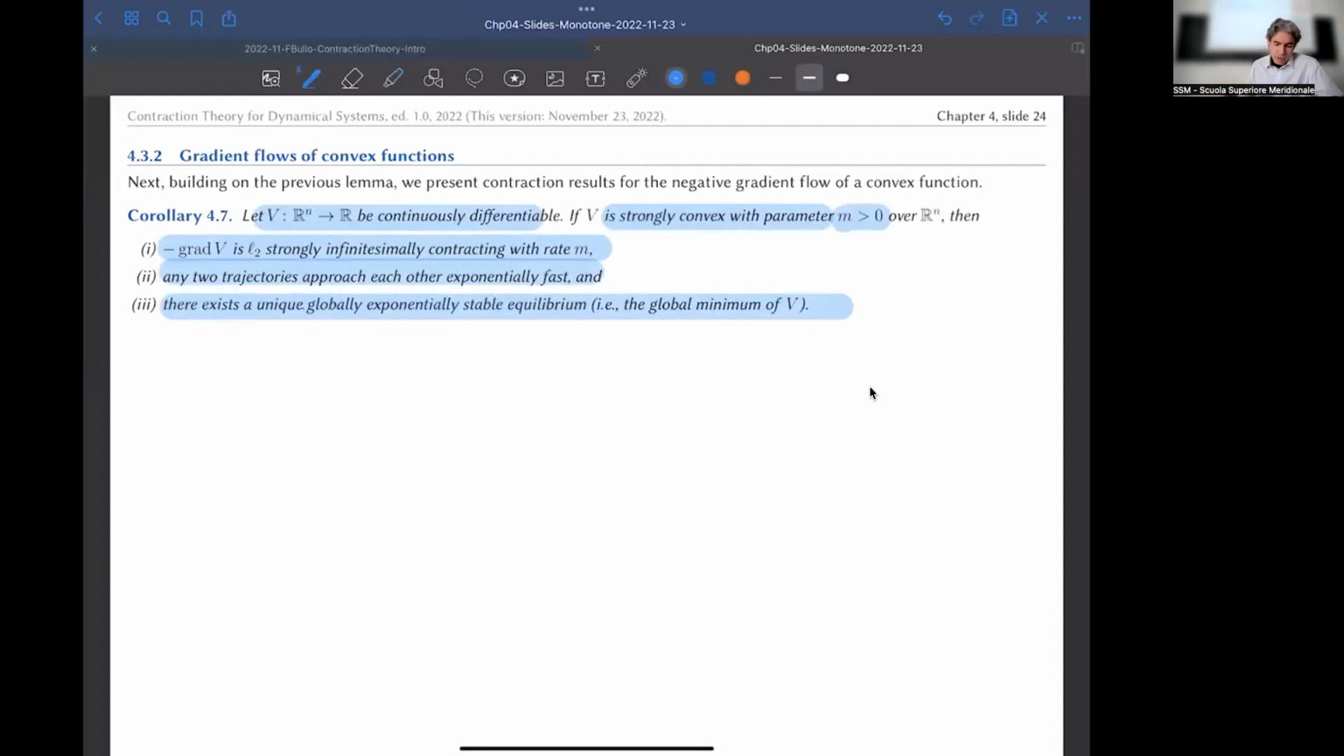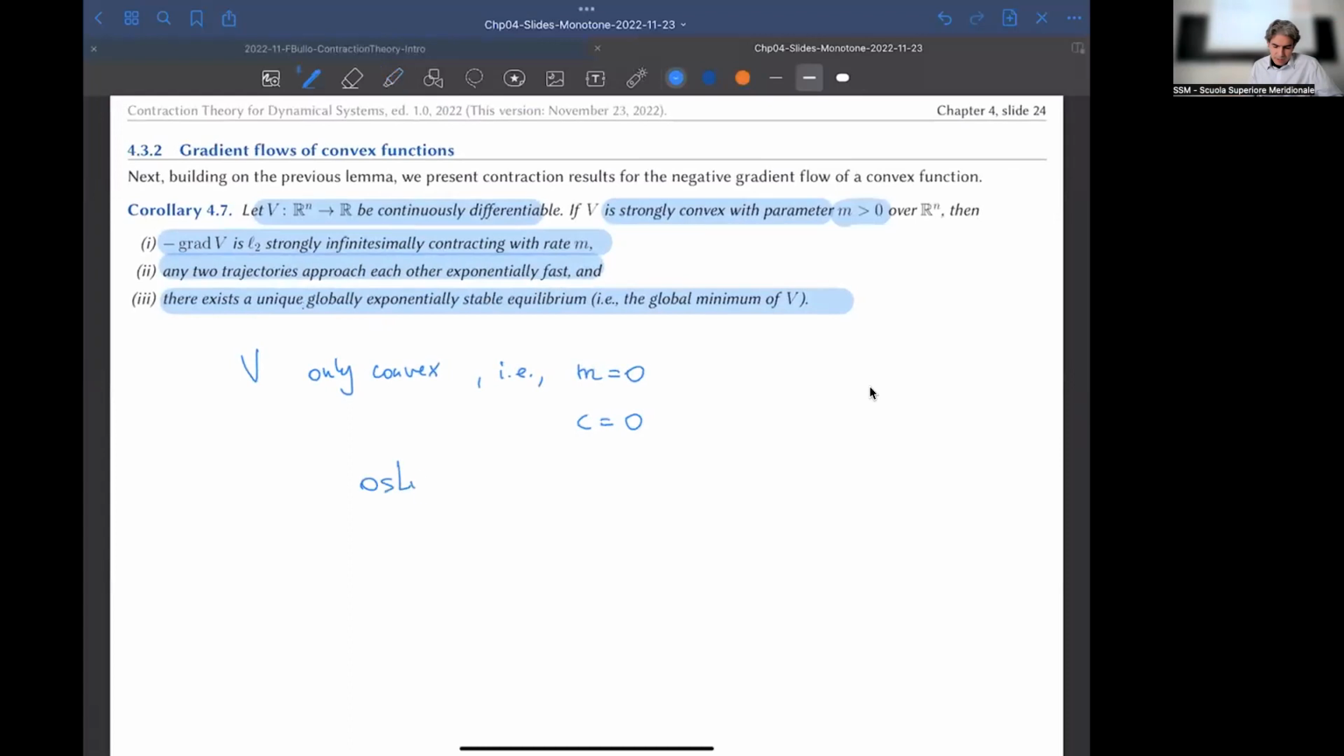But sometimes I have a function v which is only convex, which is to say that the convexity parameter is 0, which is to say my contraction parameter is 0, which is to say my one-sided Lipschitz constant of minus the gradient of v is 0. And now I have a problem, right? I didn't give you any convergence or contraction theorem when the one-sided Lipschitz constant vanishes.